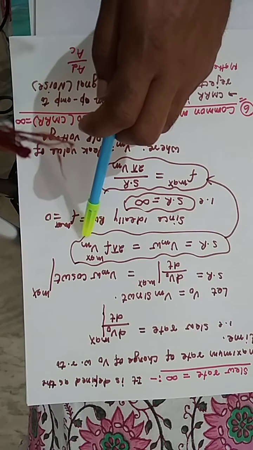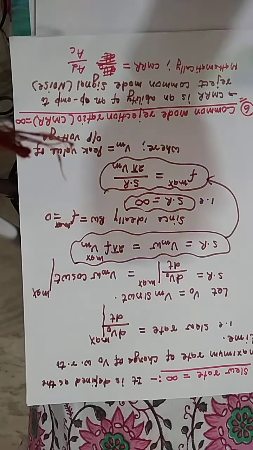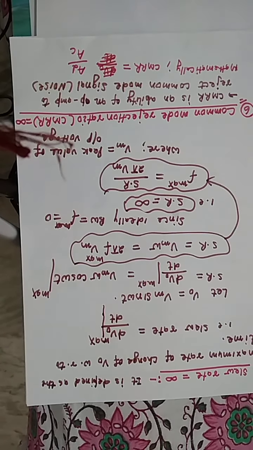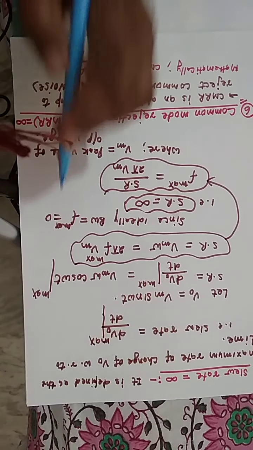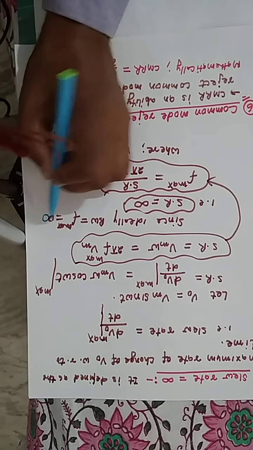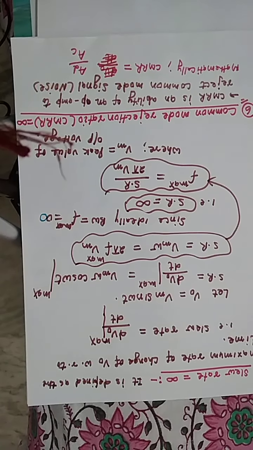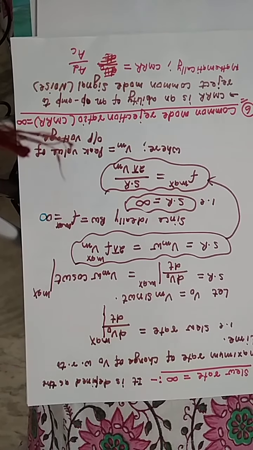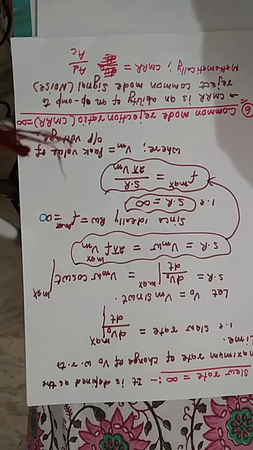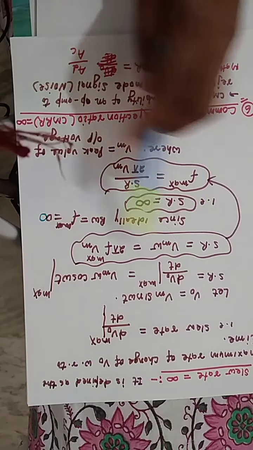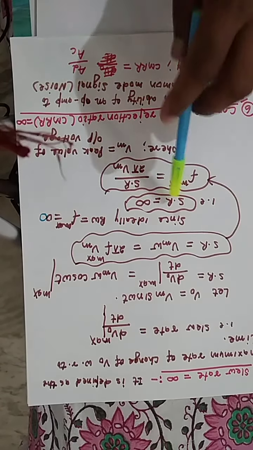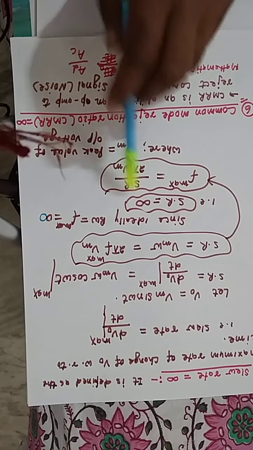Since ideally bandwidth is infinity, bandwidth means frequency should be infinity. So frequency should be infinity. This means the slew rate will be infinity. Since f is infinity, the slew rate is also infinity.